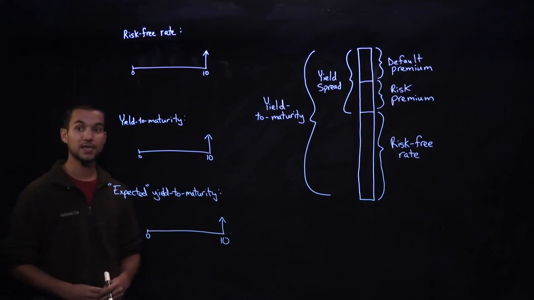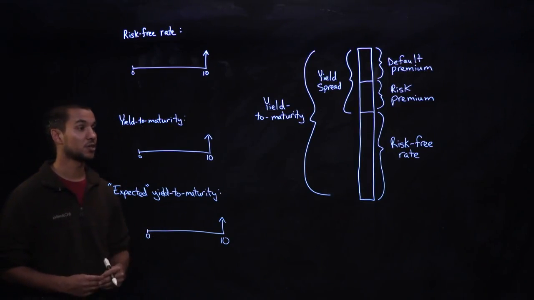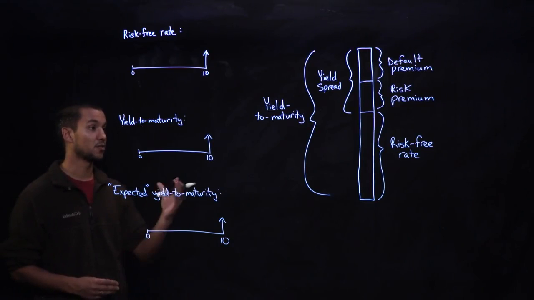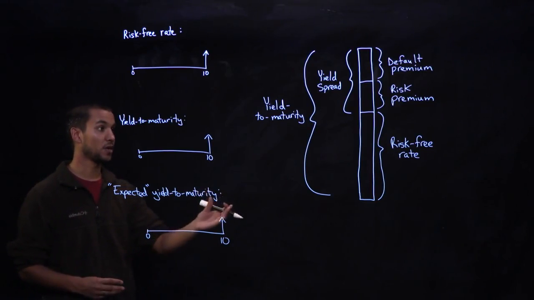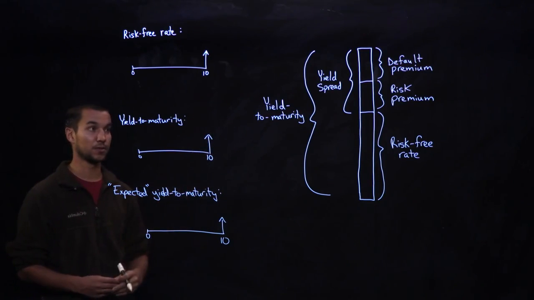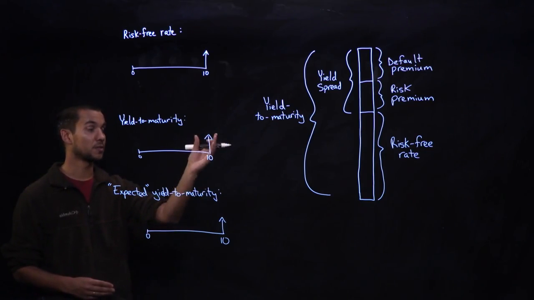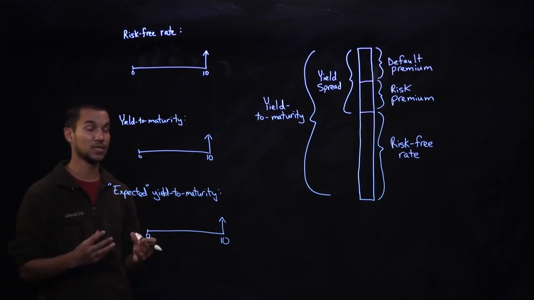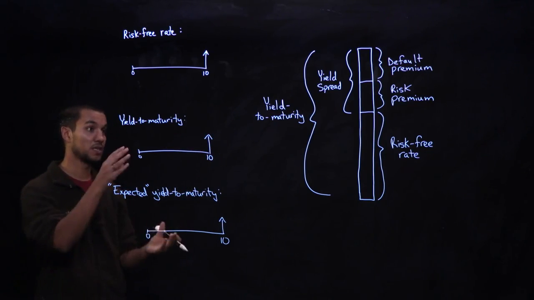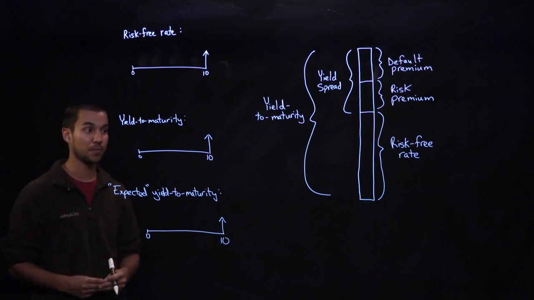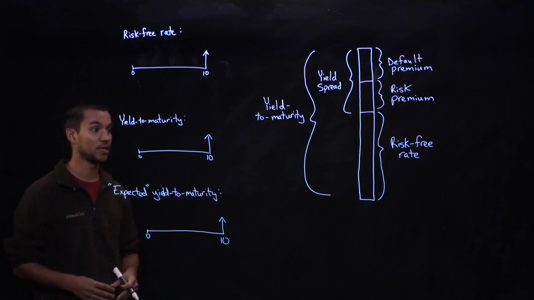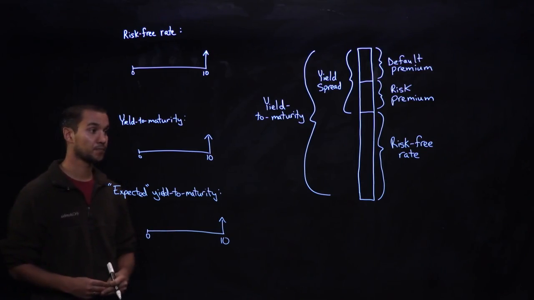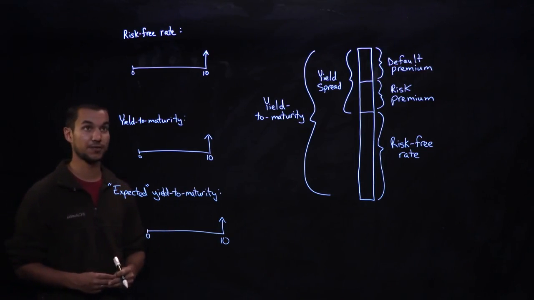In this problem, we're asked to decompose the yield to maturity of a risky corporate bond into three different components: the risk-free rate, the risk premium, and the default premium. Note that the risk premium plus the default premium gives us the yield spread, the difference between the yield to maturity on this risky corporate bond and the yield to maturity of a risk-free bond. So let's begin by calculating the risk-free rate.